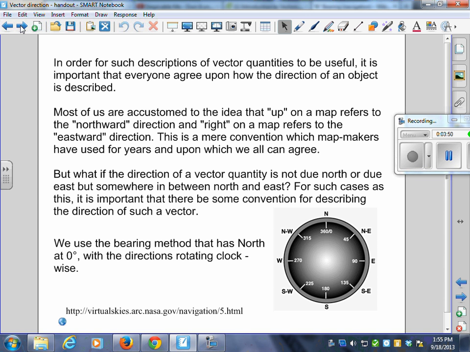Most of us are accustomed to the idea that up on a map refers to north, and I said that already, didn't I? Yeah. Better edit that part out. I'm going to have to edit that part out. Blah, blah, blah. There's that picture again. That's weird.